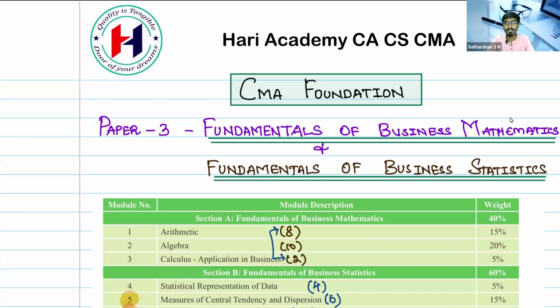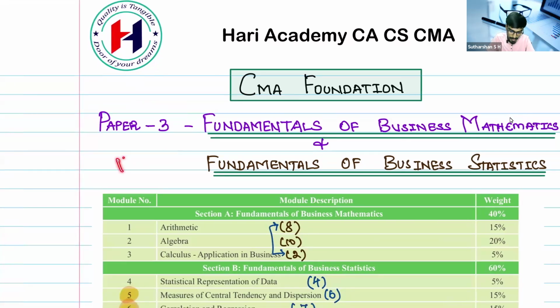This is an introduction video for CMA Foundation, exclusively for paper number 3, Fundamentals of Business Mathematics and Fundamentals of Business Statistics. This paper is a 100 marks paper. It is completely an MCQ based paper. You will get 50 questions. For each question, you will get 2 marks. So in total, it will be 100 marks.